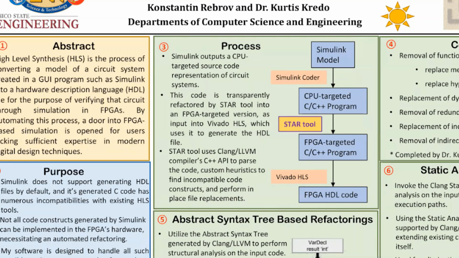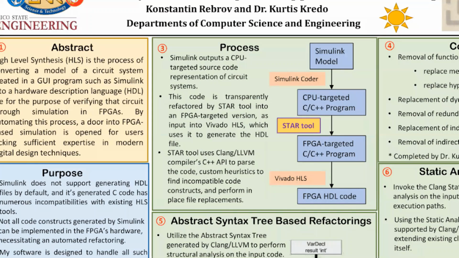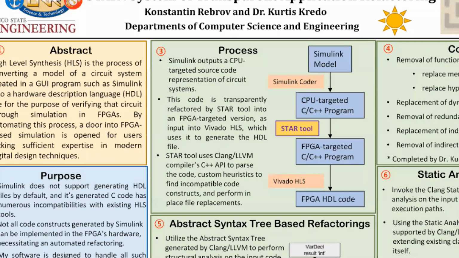So my STAR tool, as you see in the middle, uses the Clang LLVM compiler's API to parse the code. Then it uses custom heuristics to find those incompatible code constructs and perform in-place file replacements. In order to be able to read the CPU targeted C source code and translate it into FPGA targeted source code, you need to use a compiler API such as LLVM right here.